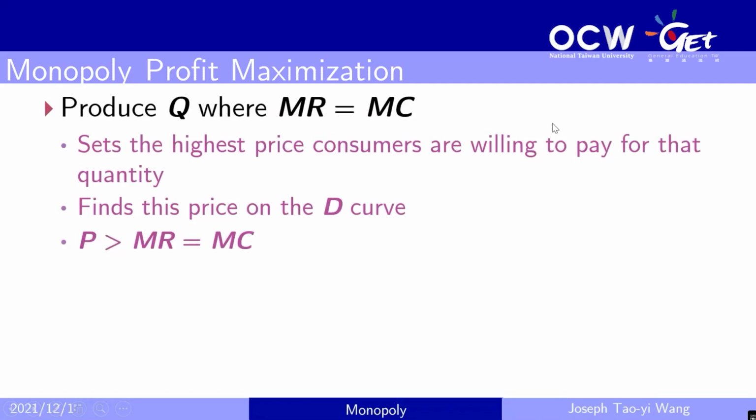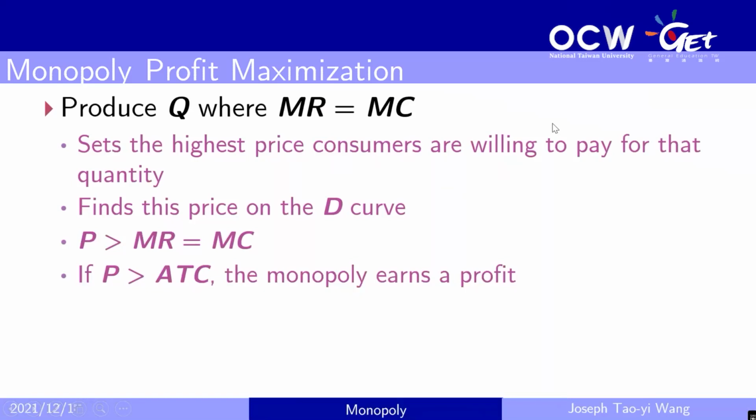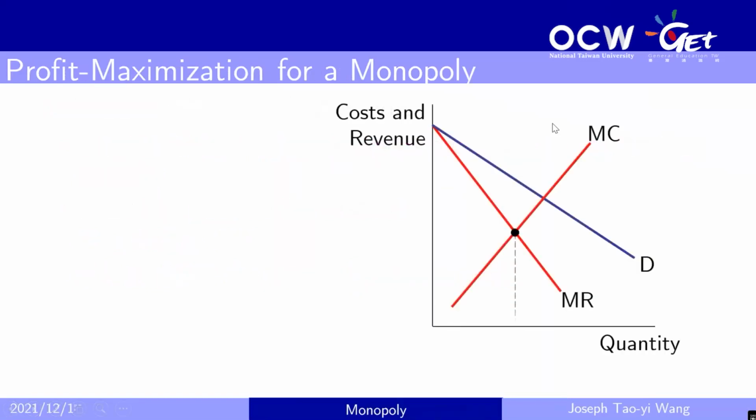But marginal revenue equals marginal cost. So what that means is that it depends. If the price is above average total cost, the monopolist is making a profit. And so let's take a look.